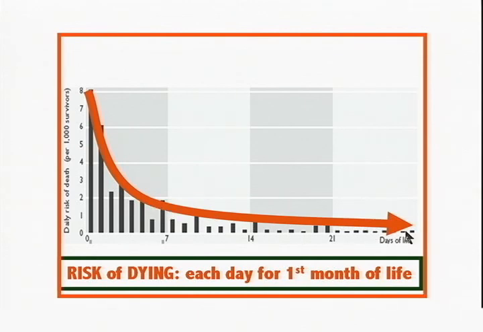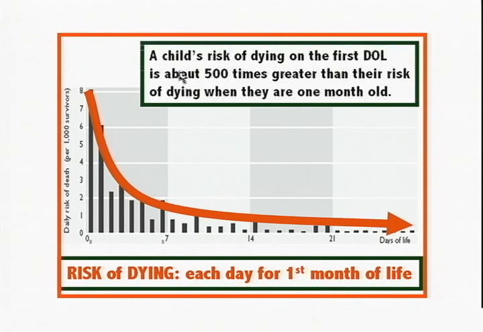If there is survival past the first month, it's unlikely that anything's going to happen. A child's risk of dying on the first day of life is about 500 times greater than their risk of dying when they are 1 month old. So, when you look at the risk of dying, it is the first day, the first week, the first month.